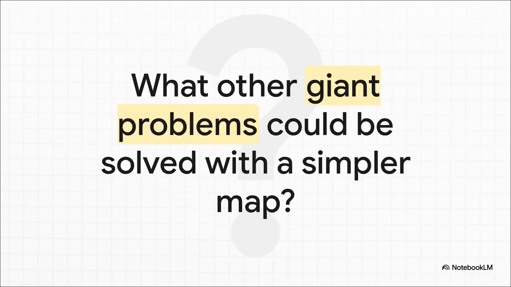And that just leaves us with this one final thought. We just saw how a problem that seems incredibly complex, mapping things on a quantum scale, was basically solved with high school geometry. It really makes you wonder, right? What other giant scientific problems out there are just waiting for a solution, not with more computing power, but just with a simpler, more clever map?